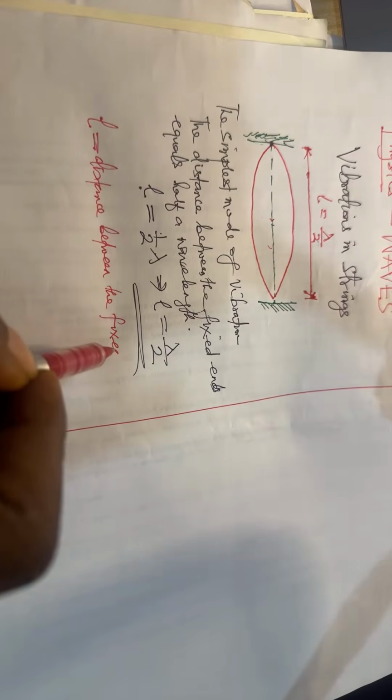So I need you to know that this particular L is representing the distance between the fixed ends, and this lambda you're seeing here is just the wavelength. And remember, the wavelength is always in meters. Now, there's another key important thing. If we have this formula, if we agree that L is equal to lambda over 2.